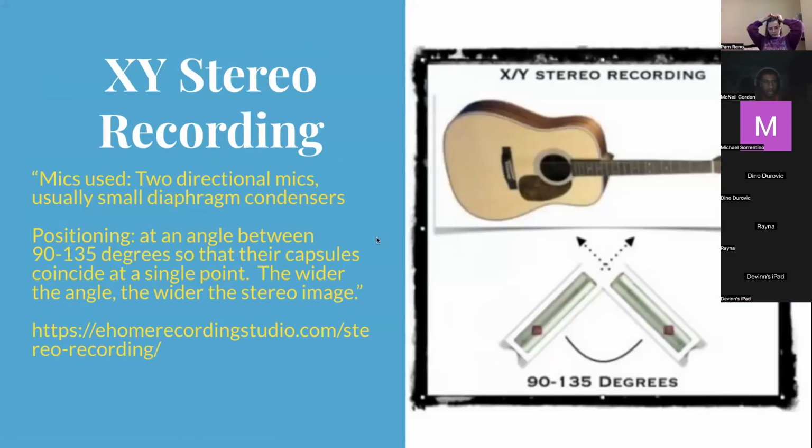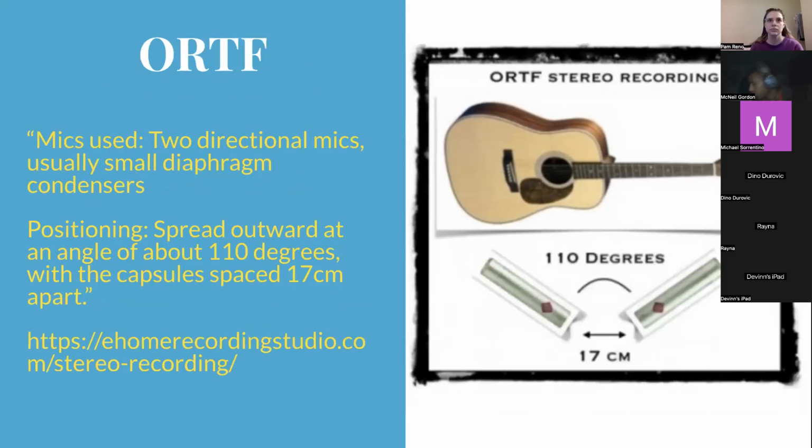You can mic your setup any way that you want, but there are some techniques that people have used in the past that have resulted in great results. One is the XY stereo recording. Mics used are 2 directional mics, usually small diaphragm condensers. This is great for recording guitar. Positioning is at an angle between 90 degrees and 135 degrees so that their capsules coincide at a single point. The wider the angle, the wider the stereo image. And people do get out tape measures and compasses to make sure the accuracy is there, because when you're recording in the studio, it can be pricey, so you want to get it right the first time.